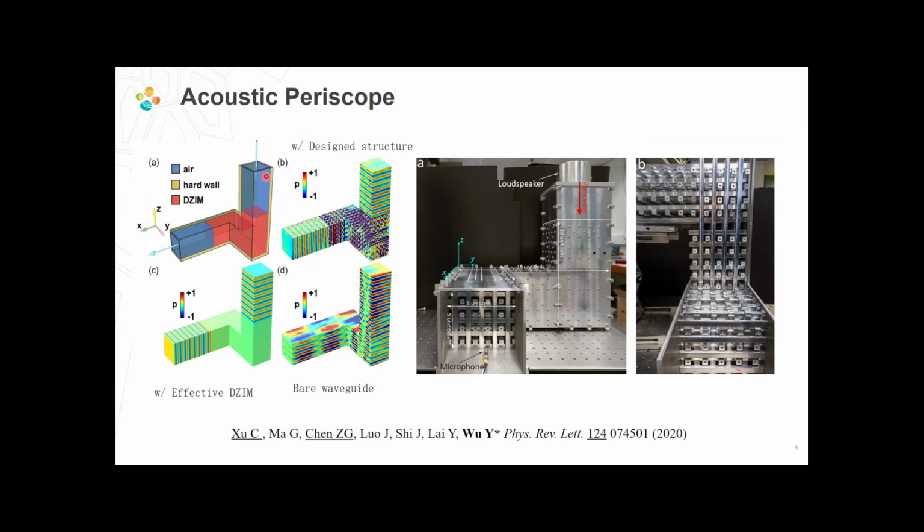And we have the incident wave coming from the top, and we measure the outgoing wave from these outlets. And we can see that with the zero index material, the incident wavefront is largely preserved. But without that, the wavefront is heavily distorted. And this is a picture of our experimental setup. And we put these steel rods, assemble them together, and then did the experiments.